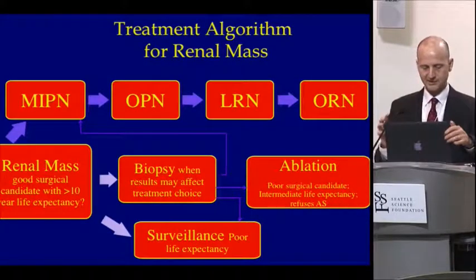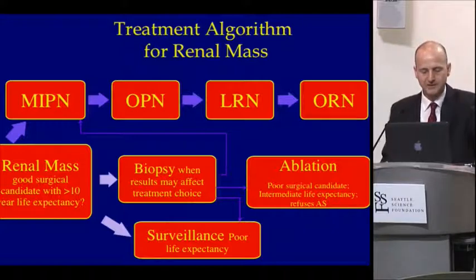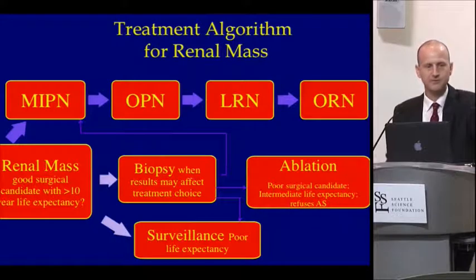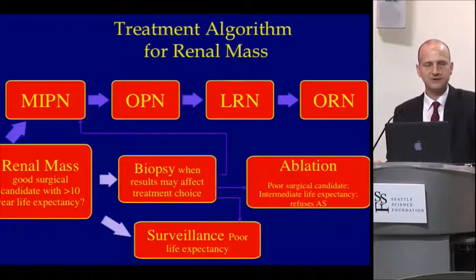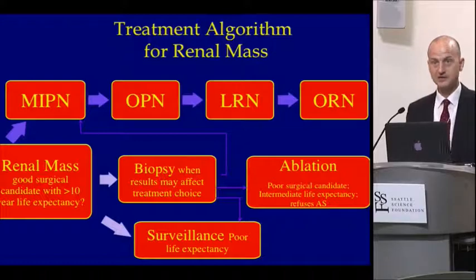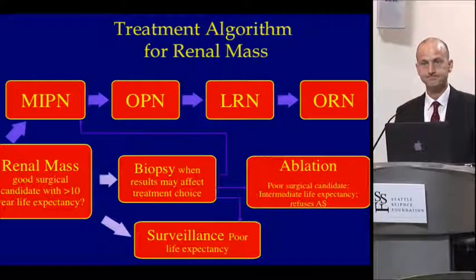So, the treatment algorithm for a renal mass: on the top you have your surgical options, your minimally invasive partial nephrectomy, increasing in invasiveness to open partial, lap radical, and open radical. But then on the bottom you have your more conservative options. So if the patient isn't a good surgical candidate, doesn't have a long life expectancy, this is where active surveillance and biopsy come into play, and potentially ablation as well.